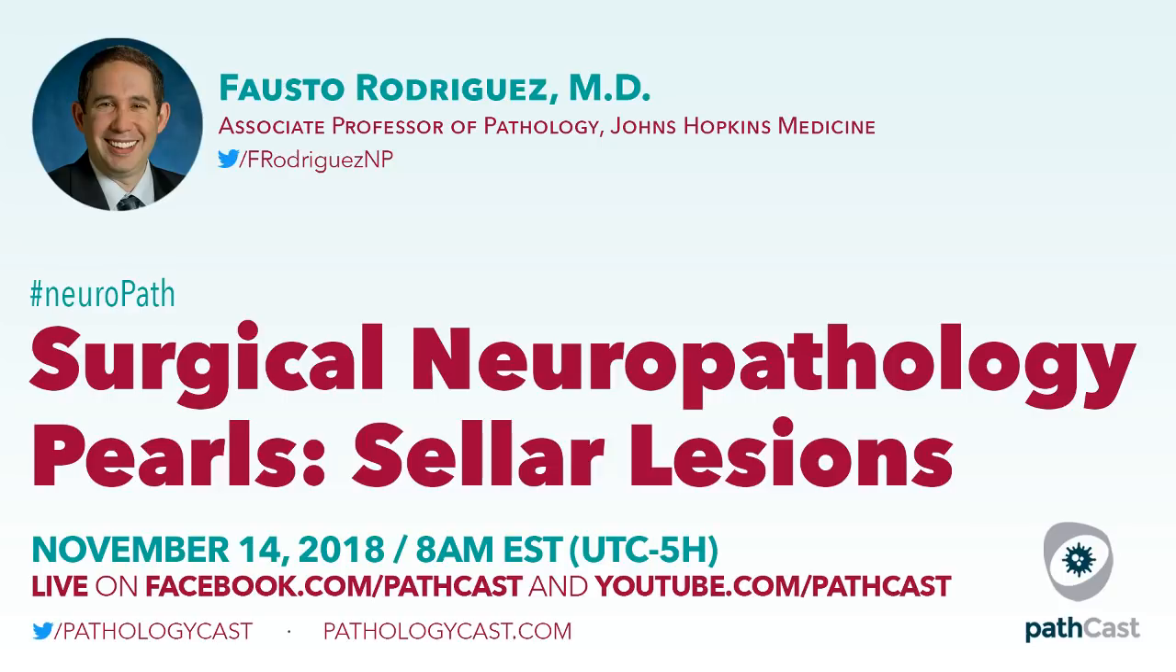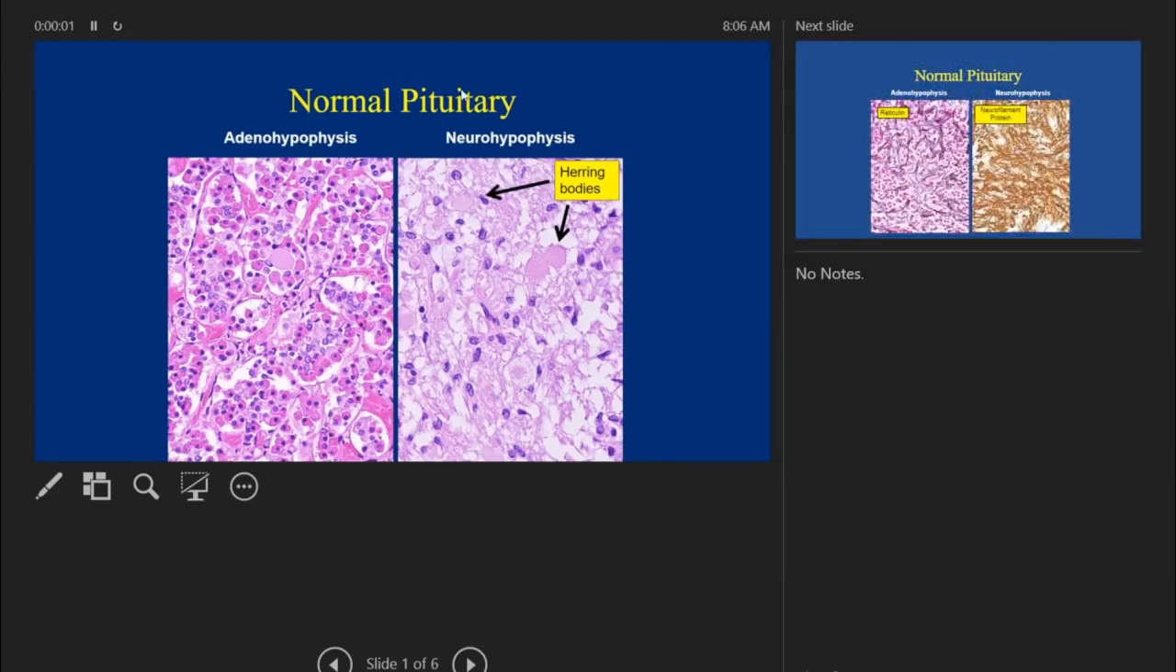They didn't have any histories with them, but you know they're at least there. You're in the sellar region, so your differential diagnosis is probably a little bit narrower than it would be otherwise. So first, I want to start with a little bit of introduction on normal pituitary.